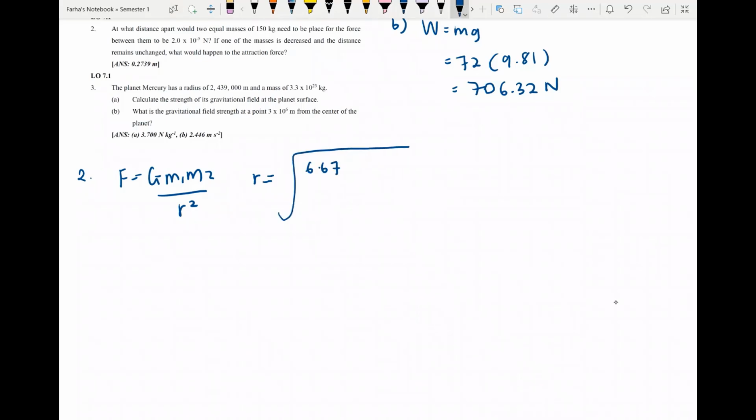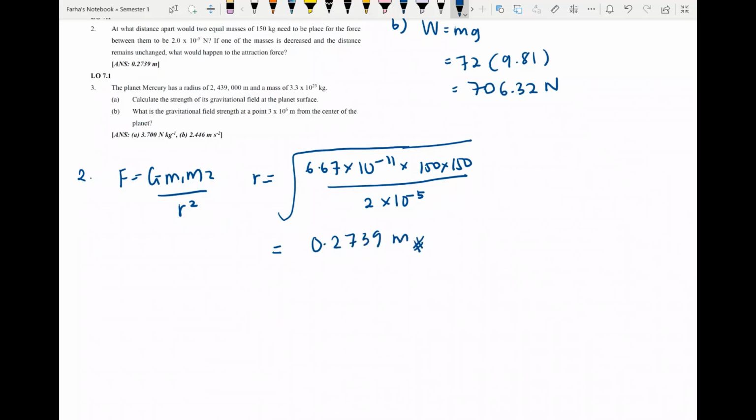Okay, we substitute all the values. The mass is 150 and the force is 2 power of -5 Newton. Okay, then we have the answer is 0.2739 meter.